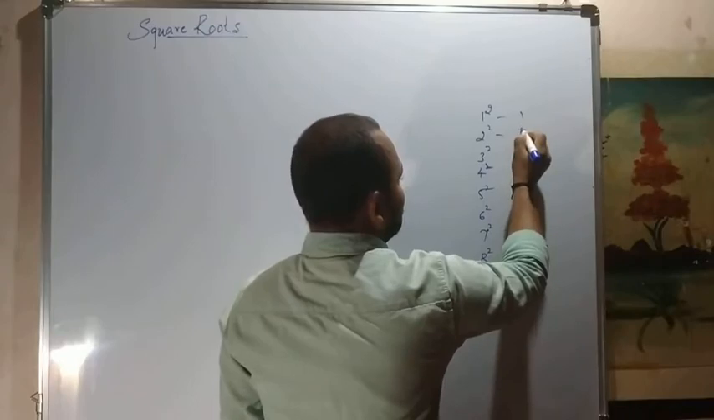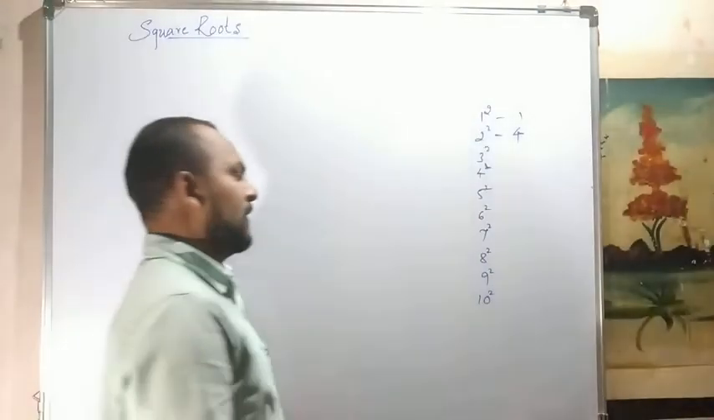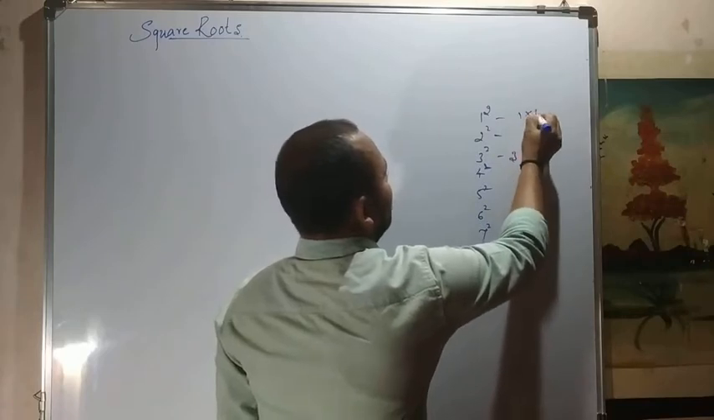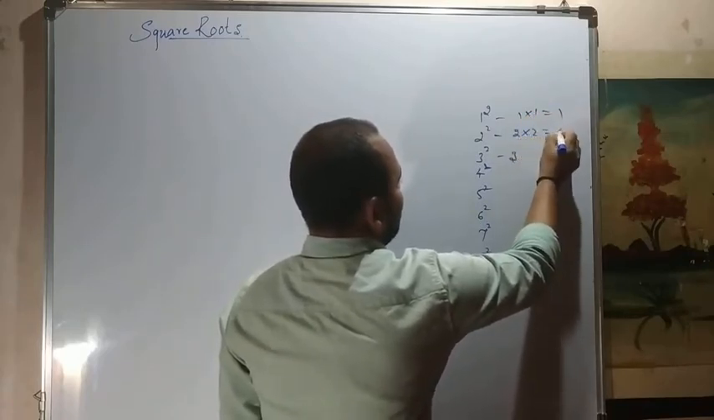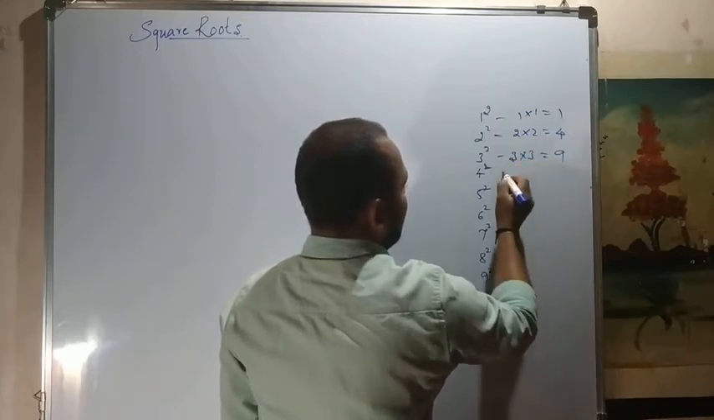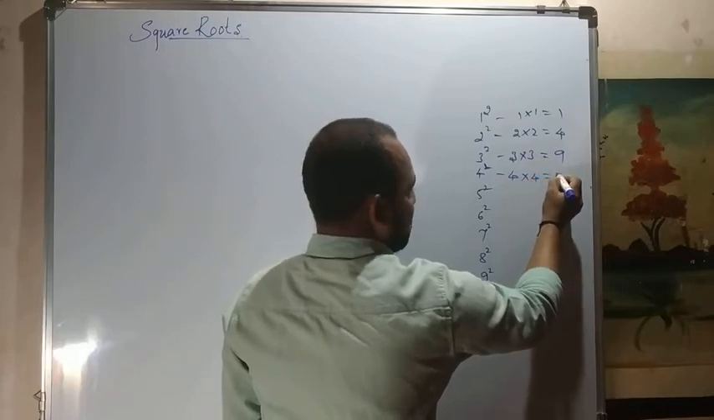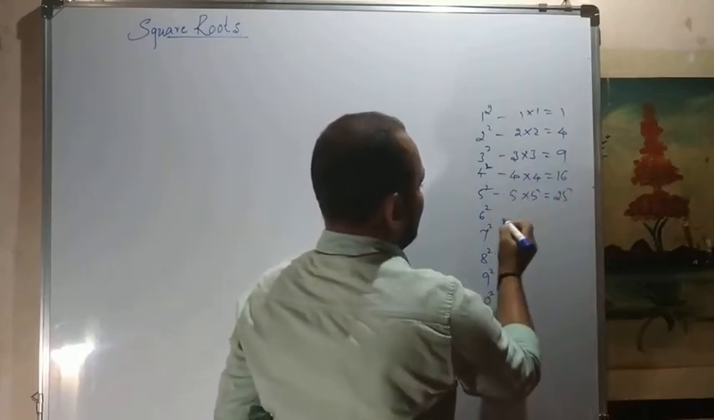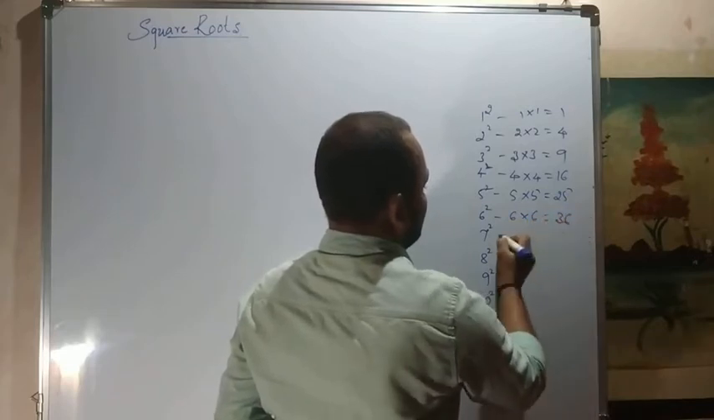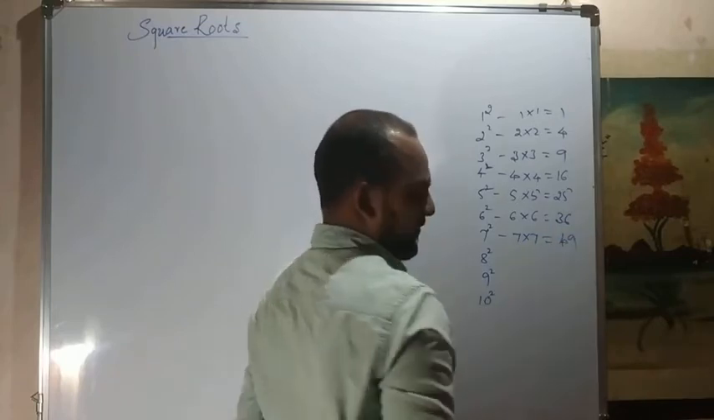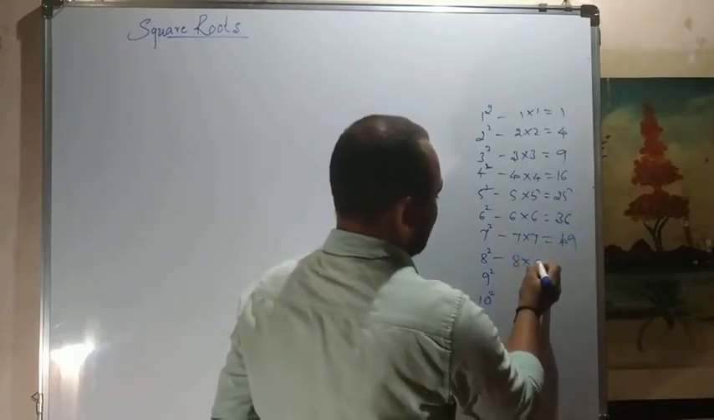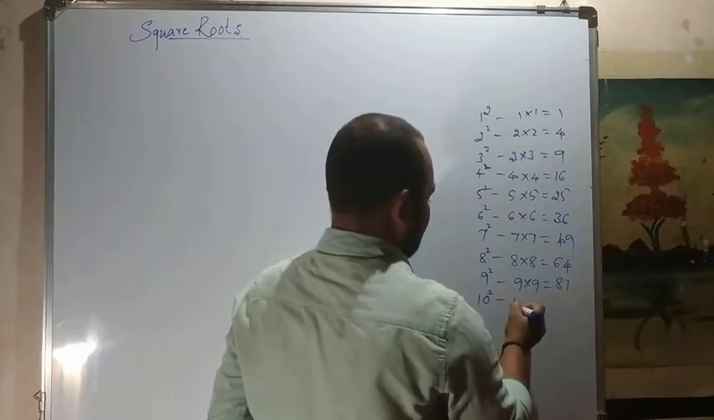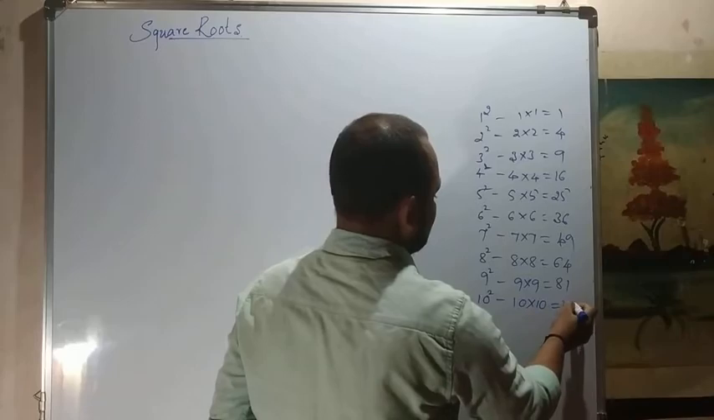Here, 1 square is 1, 2 square is 4. We know all the square numbers. 3 square is 3 into 3. So 1 into 1 is 1, 2 into 2 is 4, 3 into 3 is 9, and 4 into 4 is 16. Okay, and 5 into 5 is 25, 6 into 6 is 36, and 7 into 7 is 49. 8 into 8 is 64, and 9 into 9 is 81, and 10 into 10, multiplying the same number two times, is 100.